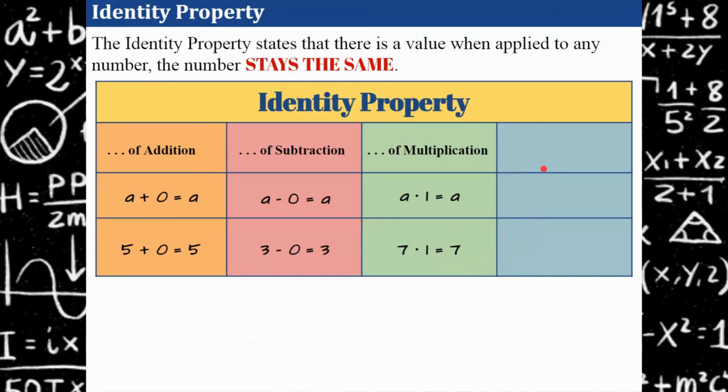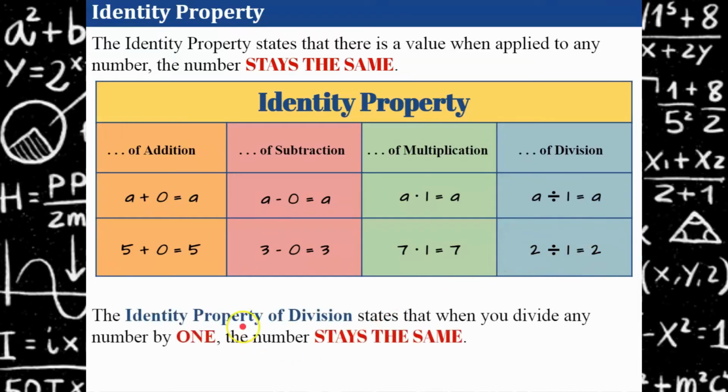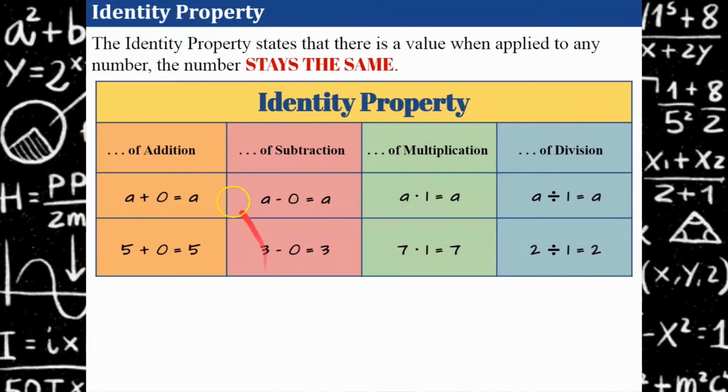And last, division. Identity property of division. A value A divided by 1 will equal that value A. 2 divided by 1 equals 2. So once again, the identity property of division states that when you divide any number by 1, the number stays the same. So remember, addition and subtraction involve 0 for their identity property, and multiplication and division use 1.